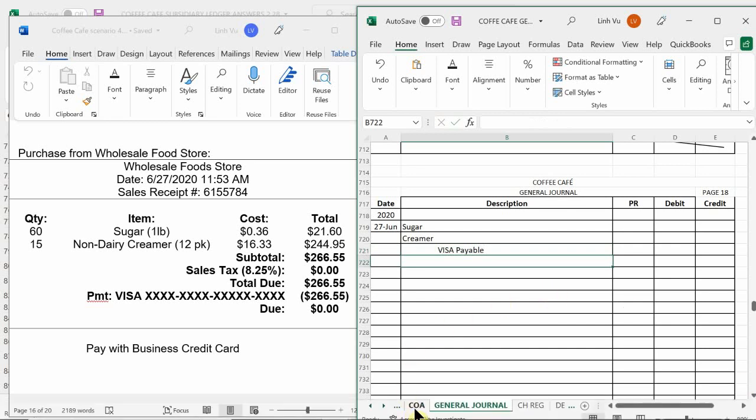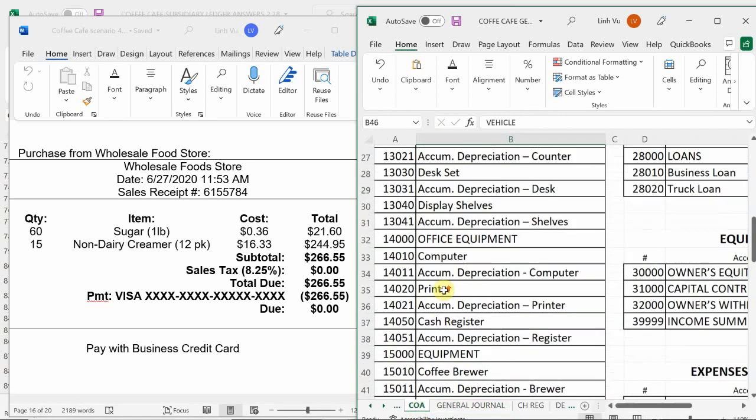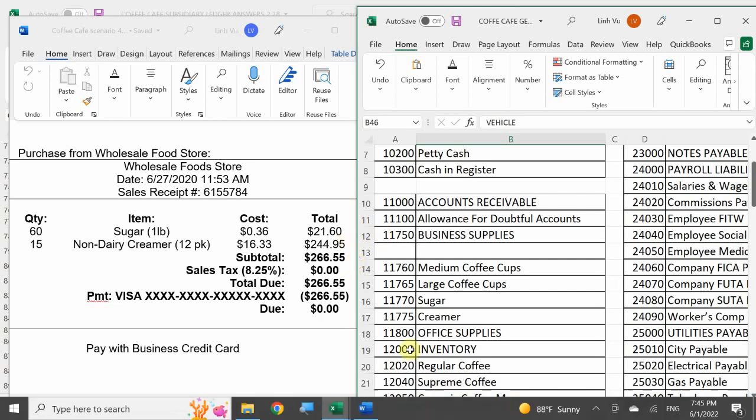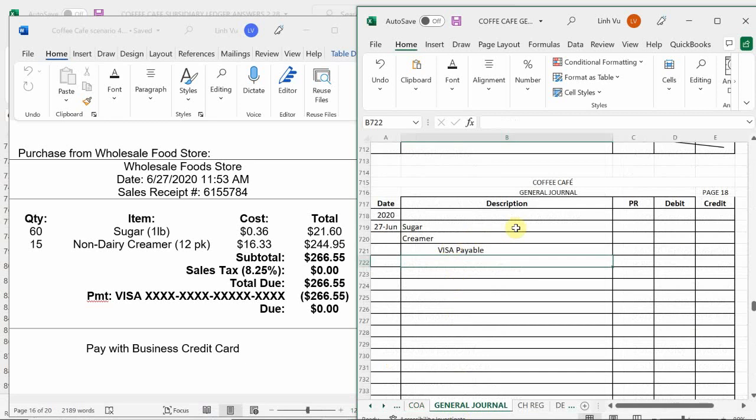Okay. So let's take a look at our supplies. So chart of accounts for sugar and creamer. Okay, sugar is 11,770, and then we have our creamer for 11,775. Okay.